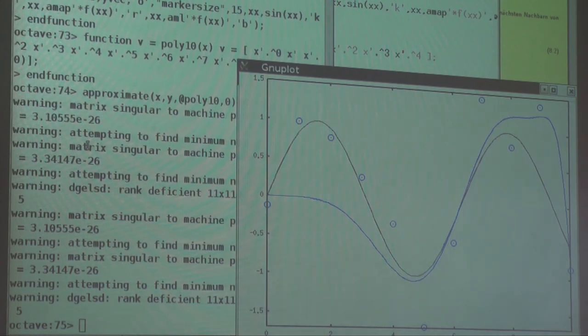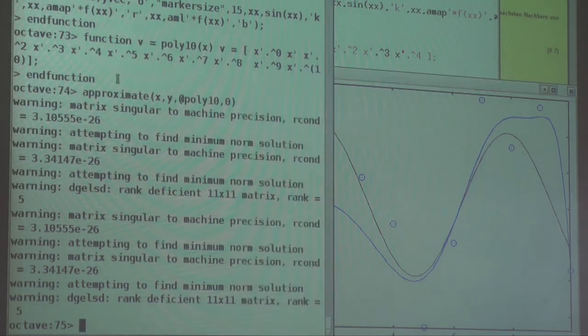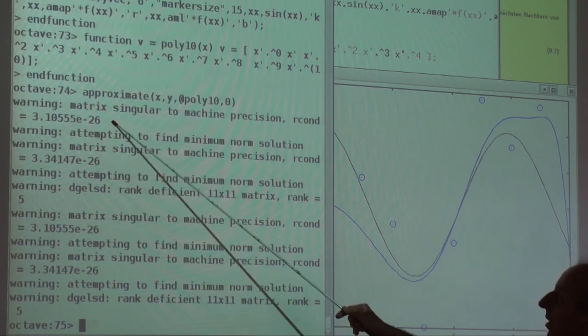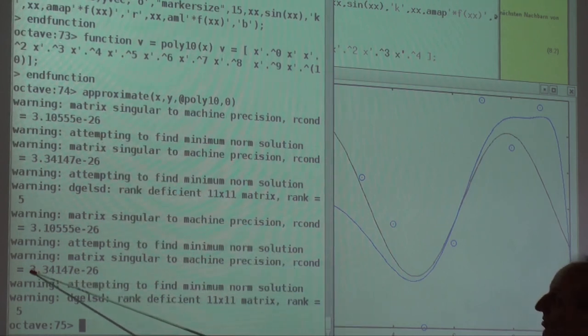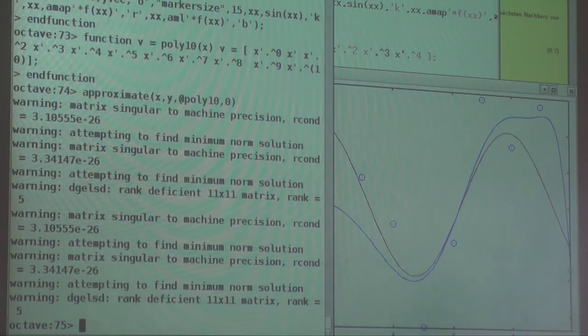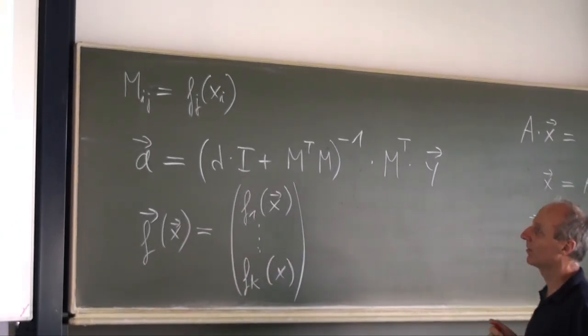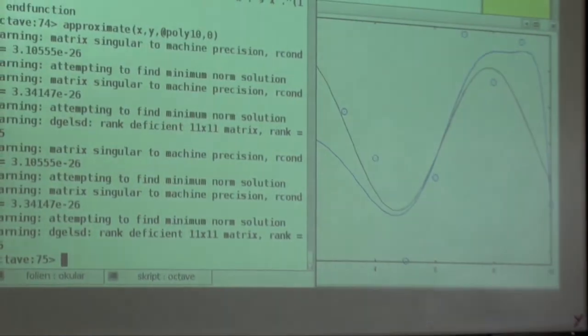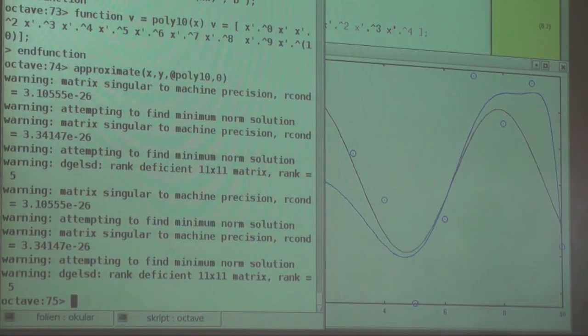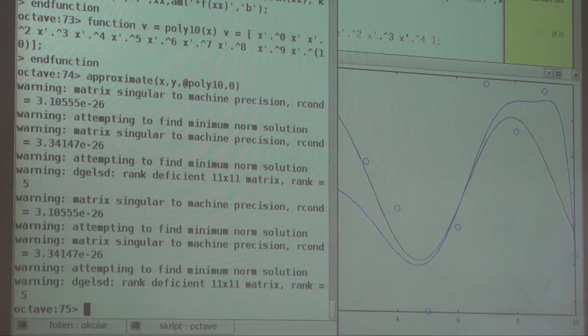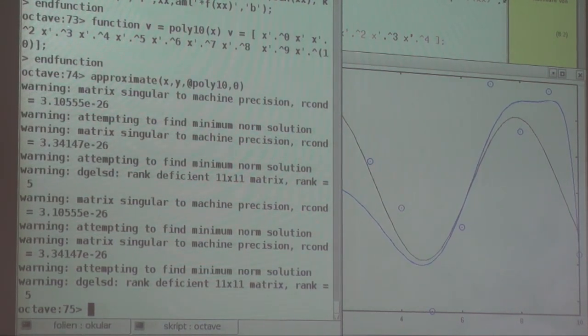But maybe you should look at this here first. Warning, matrix singular to machine precision, error cont, which is the condition number of the matrix, and so it's very close to singular. So this is something like the determinant of the matrix, and so this matrix inversion cannot be done by Octave. So you cannot really rely on this result, and it's the same with the lambda and without the lambda.